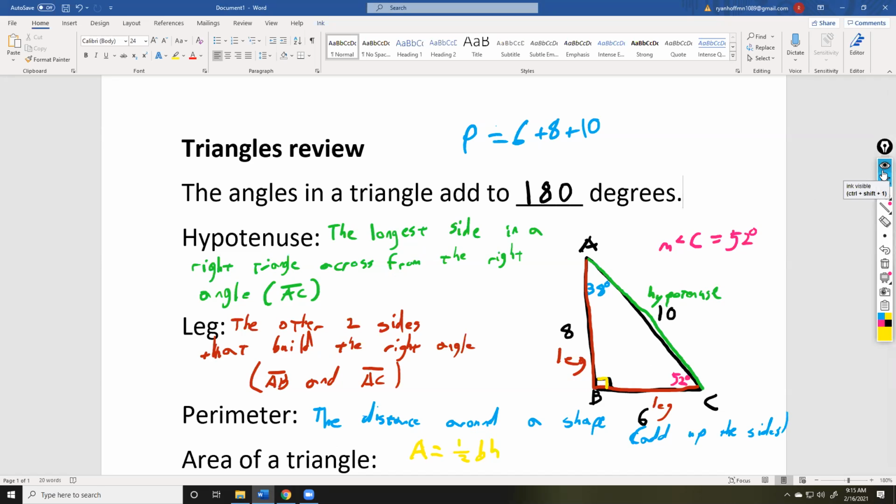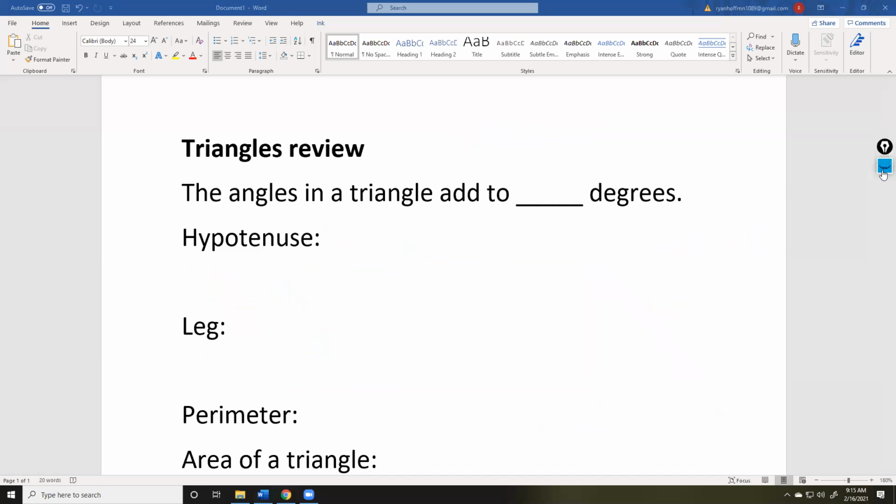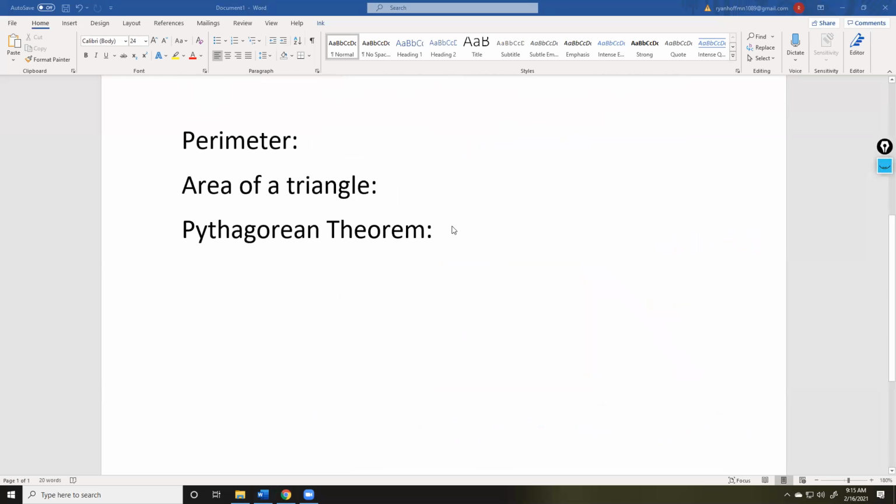And where this is all headed, what we're going to spend this chapter kind of focusing on is Pythagorean theorem, especially over the course of the next week or so. So that's what we're going to start on tomorrow.